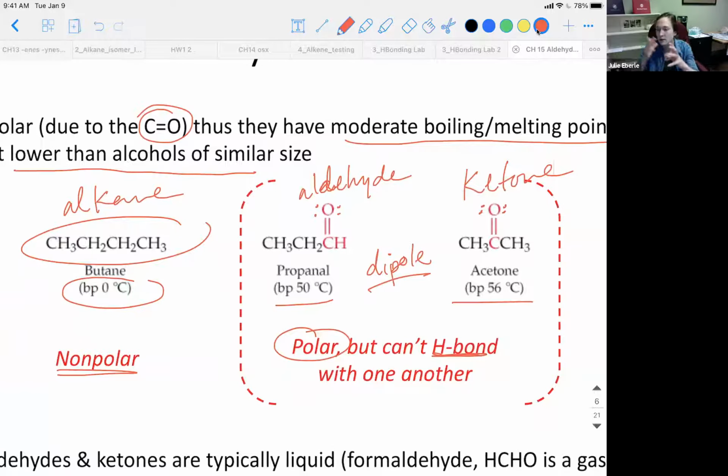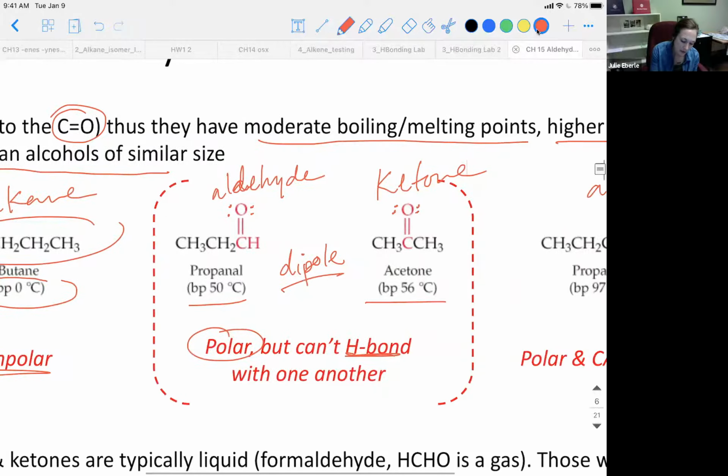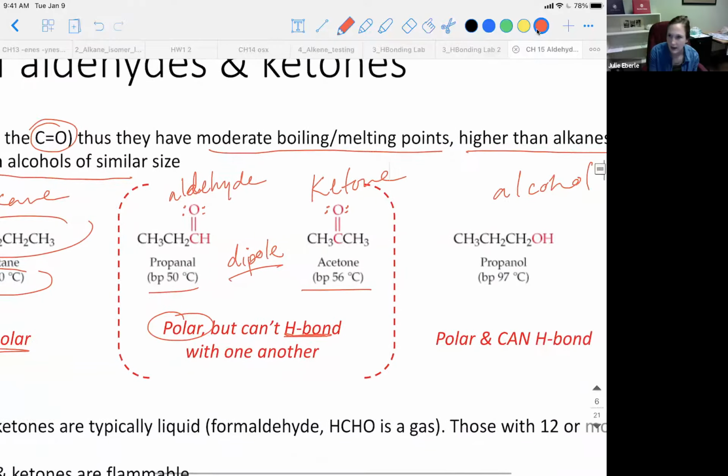If you have a bunch of butane in a beaker and they're floating around, what kind of interactions are at play? Is that the London dispersion? Yes, that's why it has such a low boiling point, because those are very weak intermolecular interactions. These are polar molecules, so they have dipole interactions, but they can't hydrogen bond.